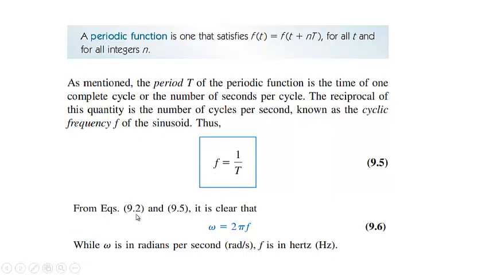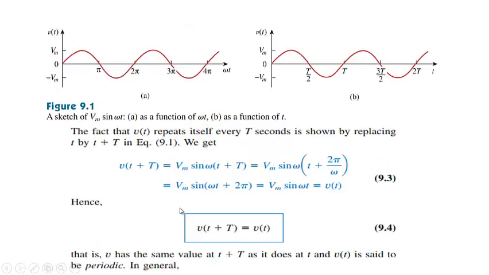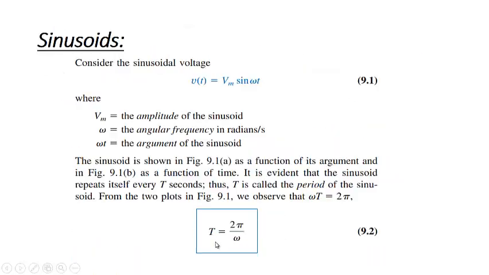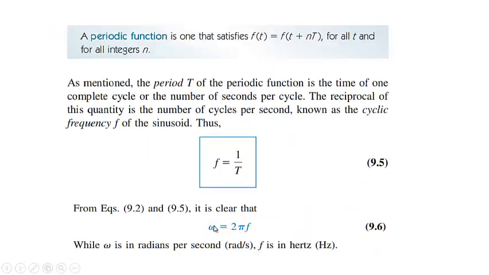From equations 9.2 and 9.5, since T is equal to 2 pi by omega and T is equal to 1 by f, omega will be equal to 2 pi f. That is what this equation means. Omega is in radians per second and frequency here is in hertz.